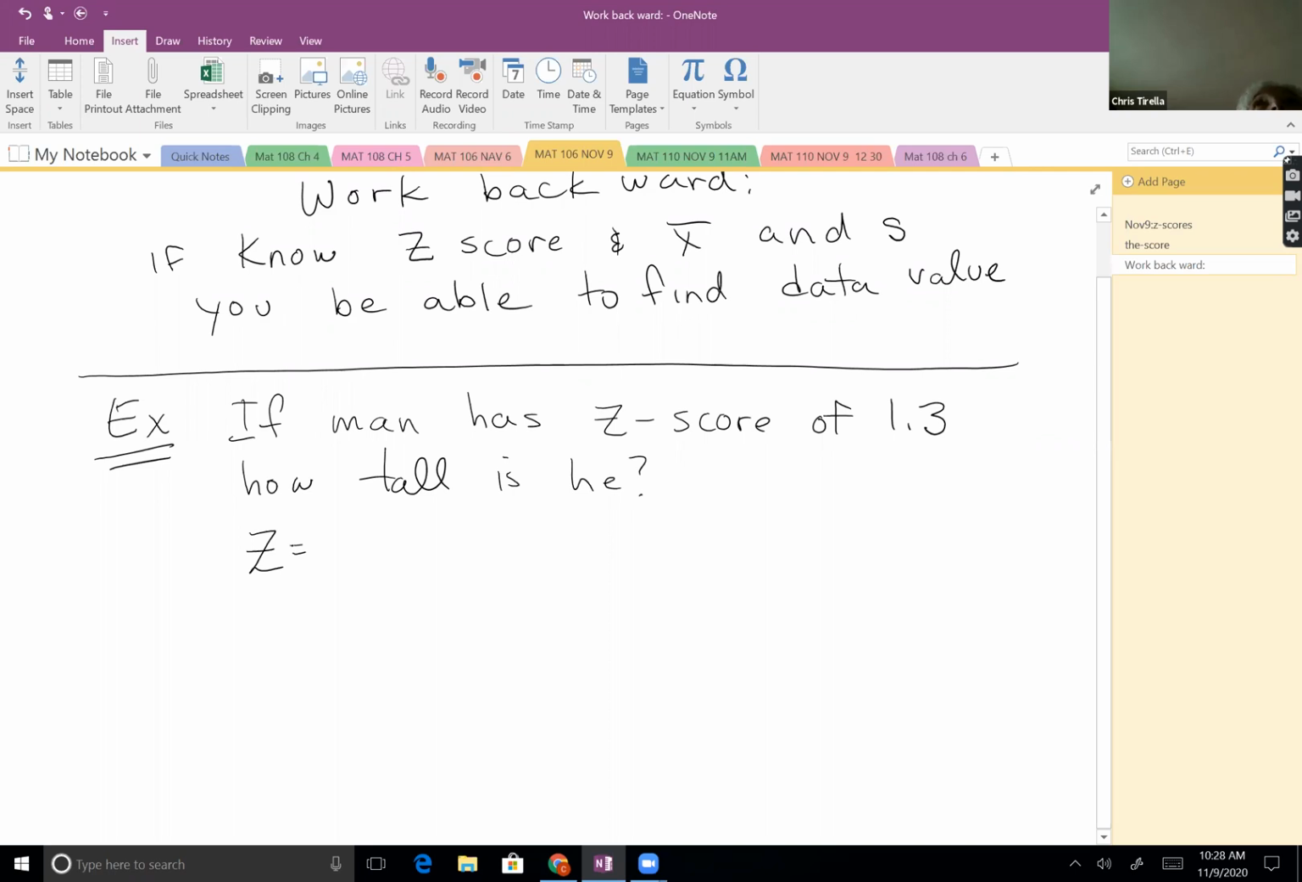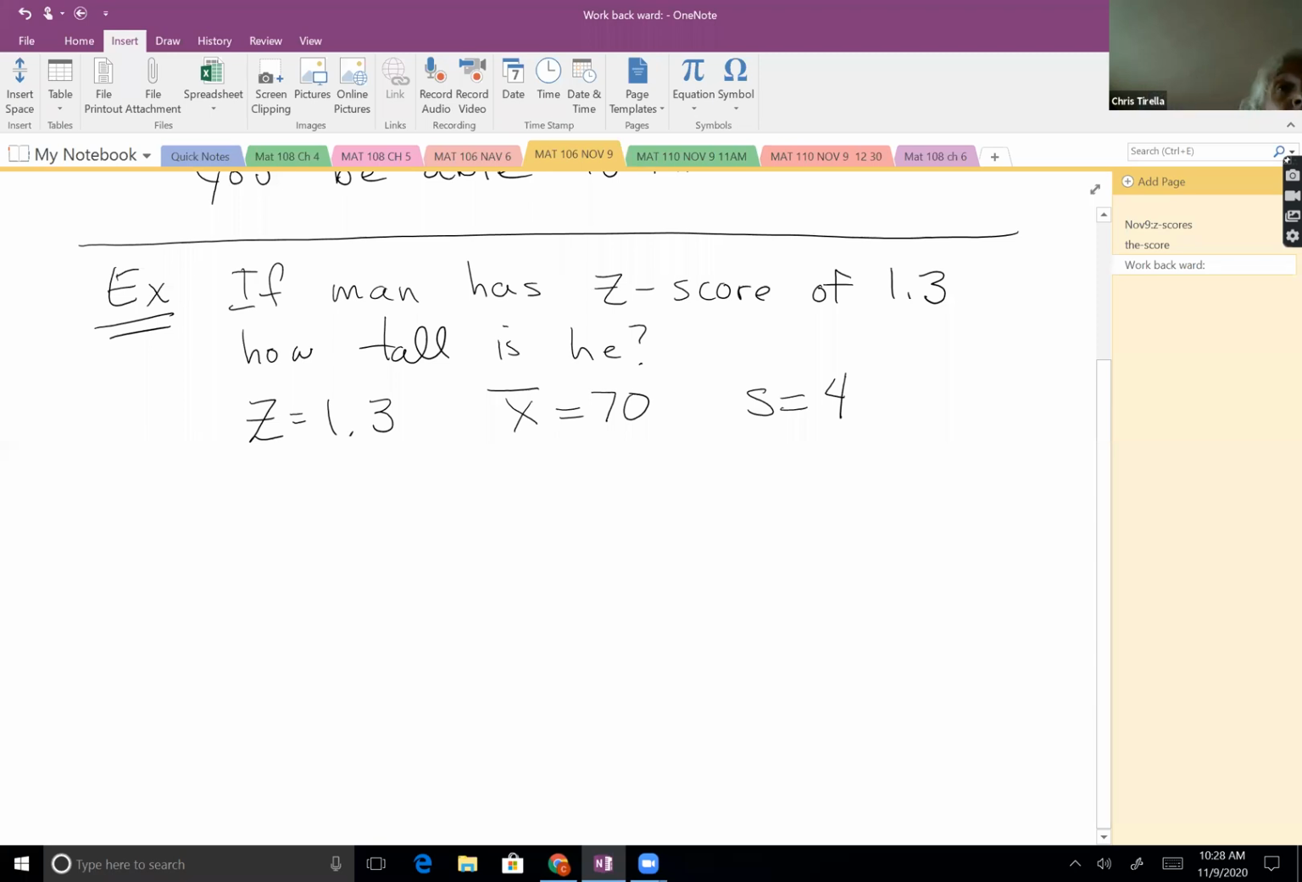And so here, the z-score is 1.3. We're recycling that the mean is 70 and the standard deviation is 4. The author of the textbook treats this as a separate formula. At some point in time, though, I kind of reached formula overload. And so I'm going to go back to our original formula that the z-score is equal to the data value minus the mean over the standard deviation. I'm going to substitute what we know.